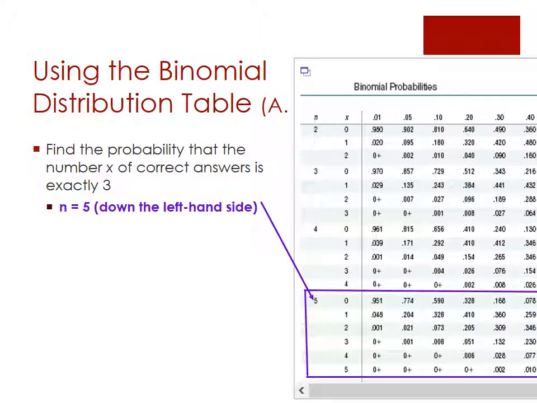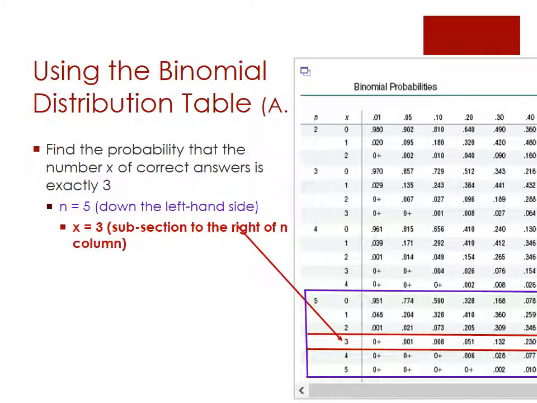Now, to solve this problem, you go look at your table, and you're going to find the probability for the number x of correct answers being exactly 3. Here's what we're solving for. We start off with n equals 5, so you go down your left-hand side under n until you get to the 5. Notice I've blocked this section off in purple. Once we've designated that section for our n, the next thing we're going to do is look at the subsection x equals 3. This is the subsection to the right of our particular n column, and here I've designated all of that in red.